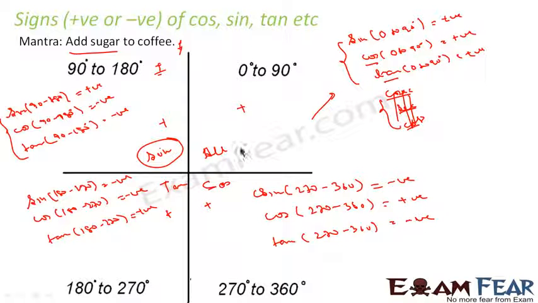So here if you see, for sine, tan, cos, any values from 0 to 90 are positive. If it is 90 to 180, only sine is positive, cos and tan are negative. If it is 180 to 270, we have tan positive, and sine and cos are negative. If we have the range of 270 to 360, we have only cos positive.